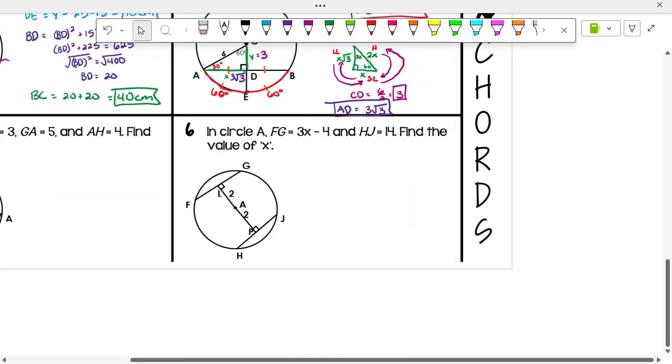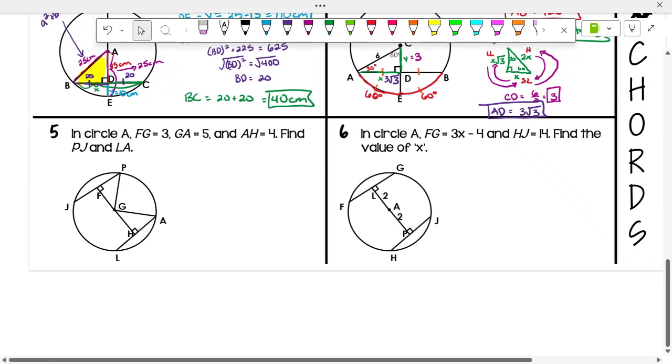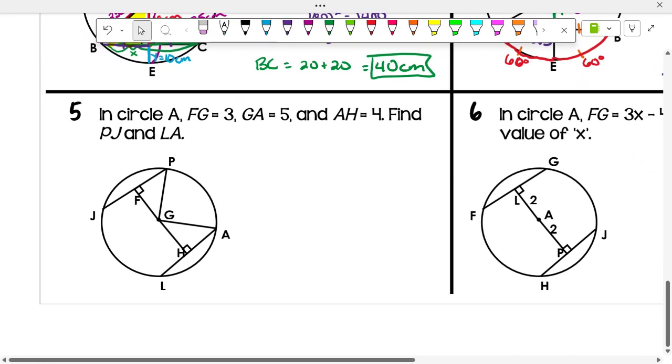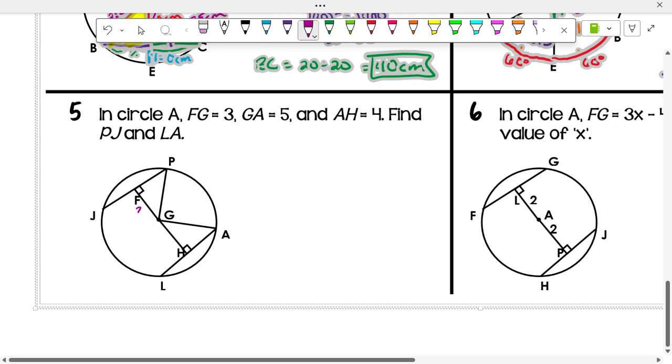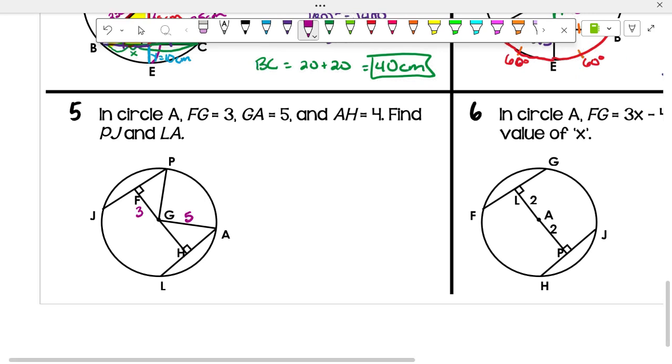All right. So for 5, FG is 3, GA is 5, AH is 4. Find PJ, which is here. We'll call that X, and LA, which is here. So I first need to determine if they're equidistant, because they don't mark them as equidistant. So we can't say they're congruent until I know for sure.